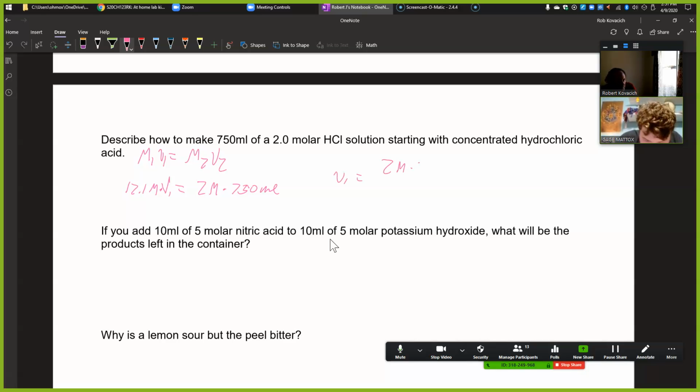0.2 molar times 750 milliliters divided by 12.1 molar. 150 divided by 12.1. So 12.4 milliliters of concentrated hydrochloric acid. So then you go through that whole process.